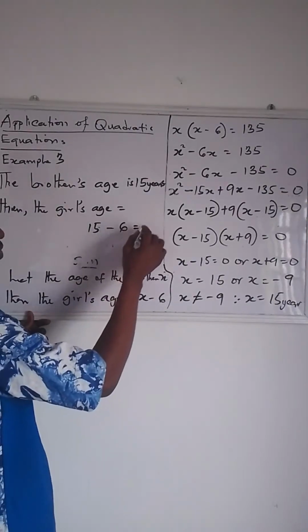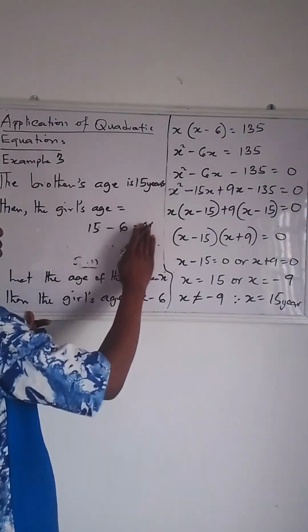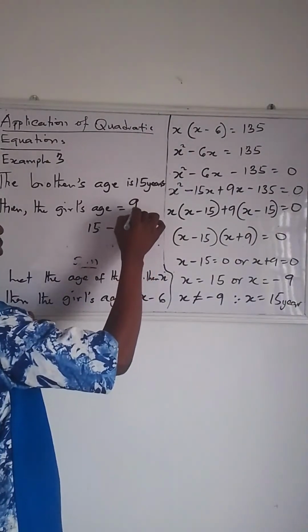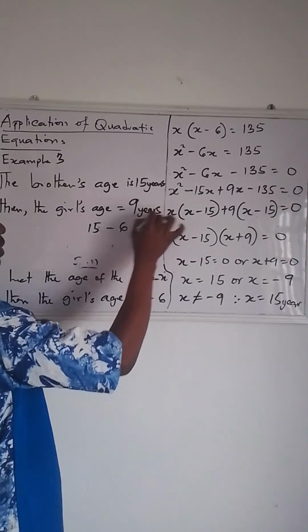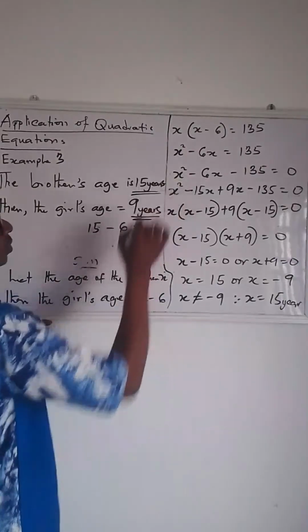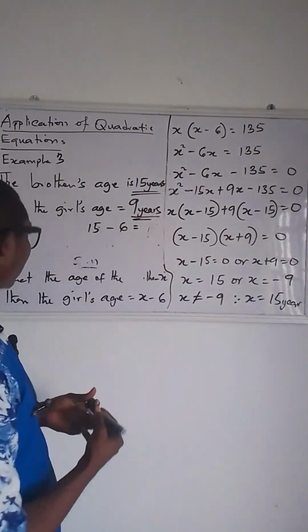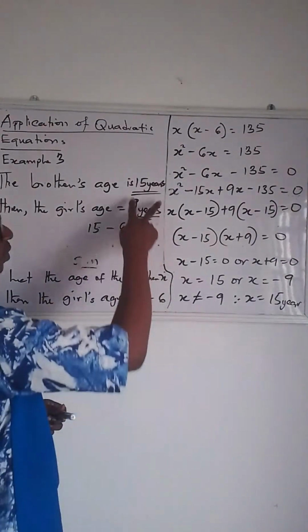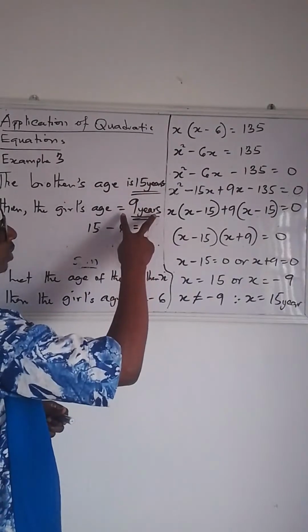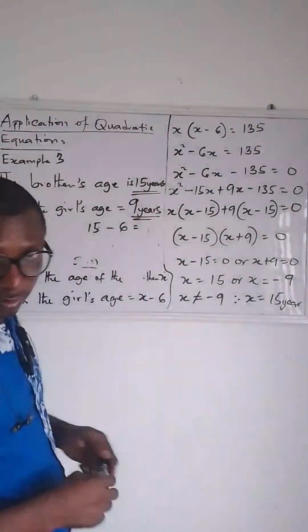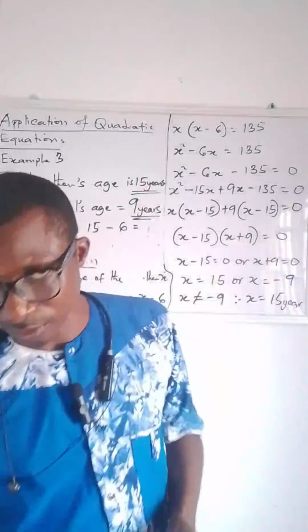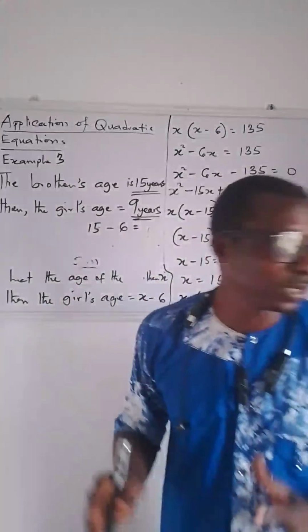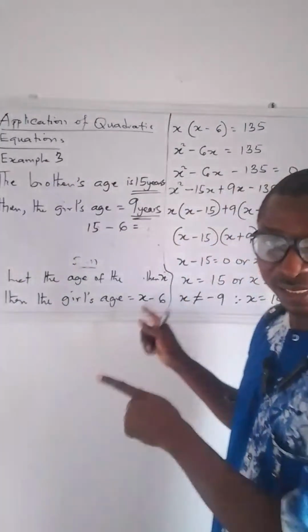So 15 minus 6 is going to give you what? 9. So that means the age of the girl is going to be 9 years. So this is the answer to the problem. So the age of the brother is 15 years and the age of the girl is 9 years. All right. So I want to believe we've learned one or two things now in this class.